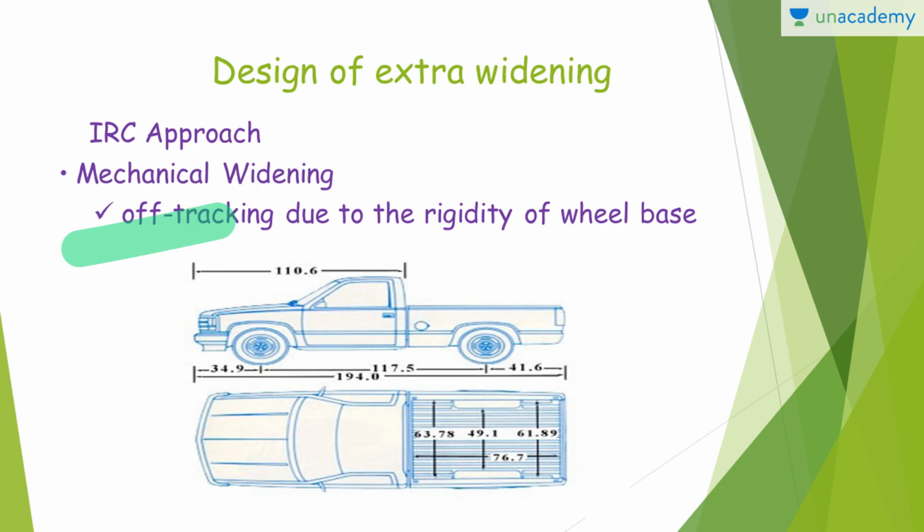So you can see this is a sample vehicle and this entire length is given as 194. This 194 is in inches. So this length is 34.9, from the start to the front wheels, and the gap between the front wheels and the rear wheels is 117.5, and the gap from the rear wheels to the end is 41.6.